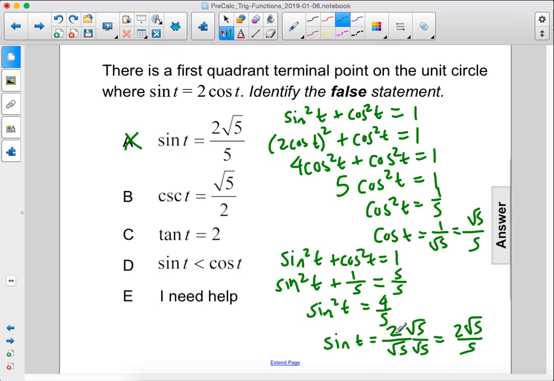The cosecant will be the reciprocal of this. So if we take the simple version of our sine that did have a radical on the bottom, 2 over the square root of 5, the reciprocal would be the square root of 5 over 2, which is right here, so this is true.